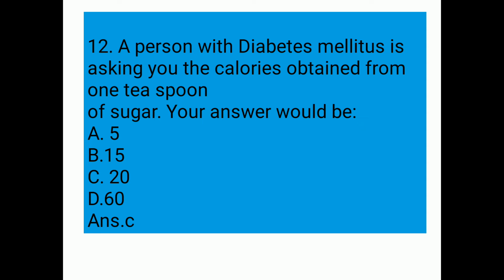Next question. A person with diabetes mellitus is asking you the calories obtained from 1 teaspoon of sugar. Your answer would be, options: 5, 15, 20, 60. The correct answer is 20: 1 teaspoon of sugar has 20 calories.